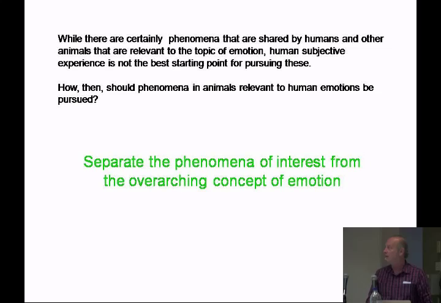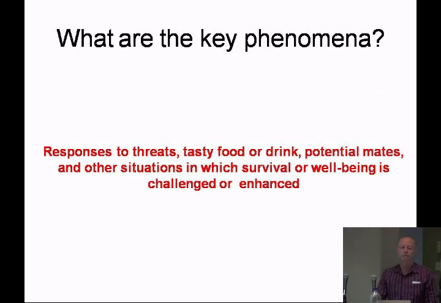So how do we separate these things? What are the key phenomena? That's the first question to ask. Let's say we look at responses to threats, tasty food and drink, potential mates, and other situations in which survival or well-being is challenged or enhanced. If we start with this, we have a pretty good space that covers a lot of the things that you study when you study emotions in animals.